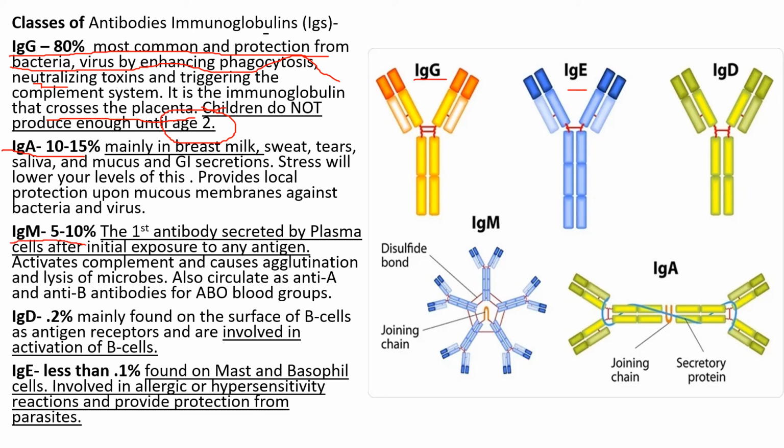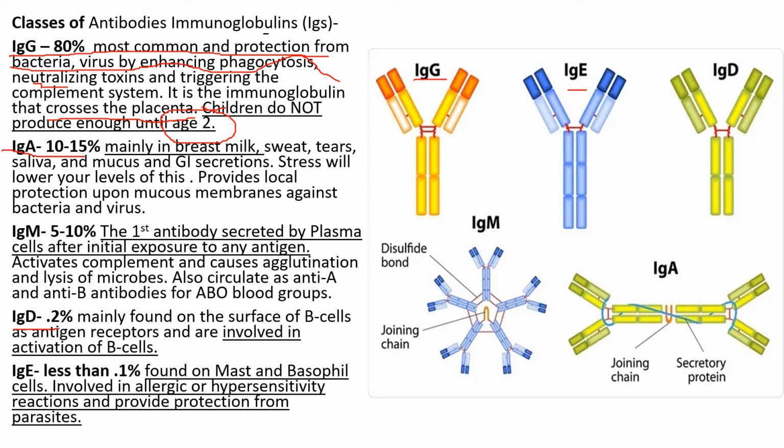IgM is about 5 to 10%. It's the first antibody secreted by plasma cells after the initial exposure to any antigen. It activates complement and causes agglutination, which is one of the activities that antibodies do, and lysis of microbes. It can also circulate as an anti-A and anti-B in your blood typing. So when you're looking at an anti-A immunoglobulin, that's going to attack the wrong type of blood. Let's say you're an A type and someone gives you a transfusion of B type, that's the one. IgM is the one that's attacking that other blood type that you're not supposed to be getting.